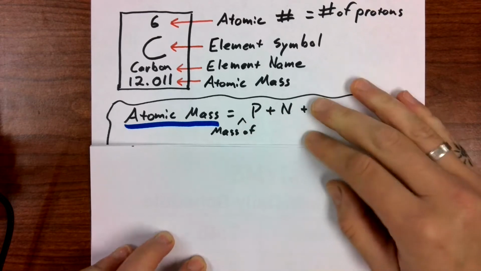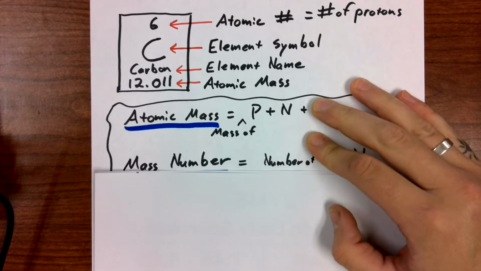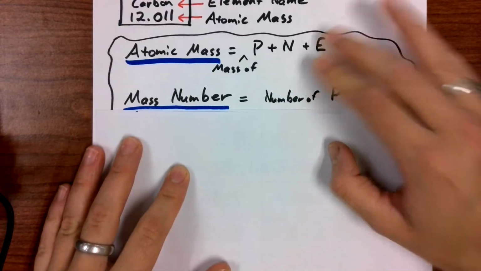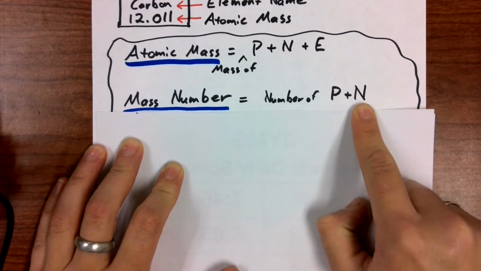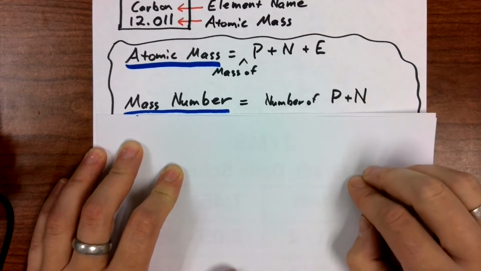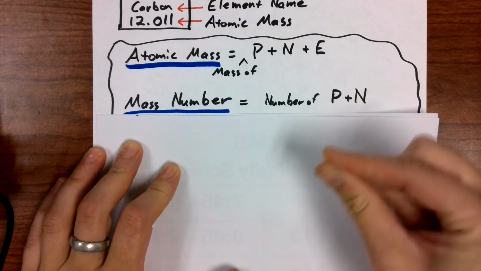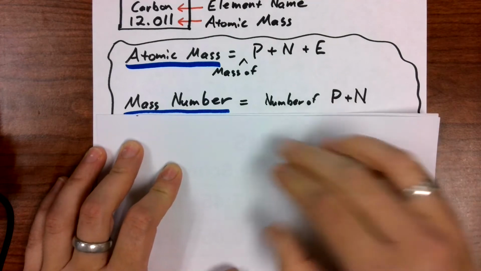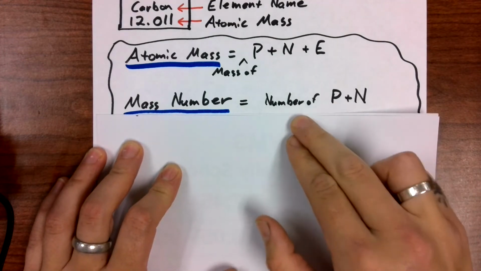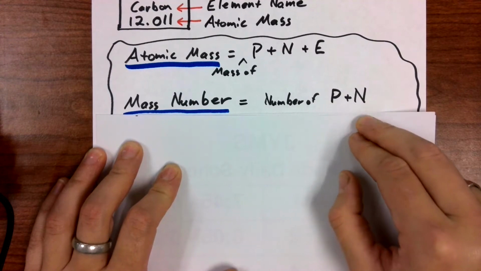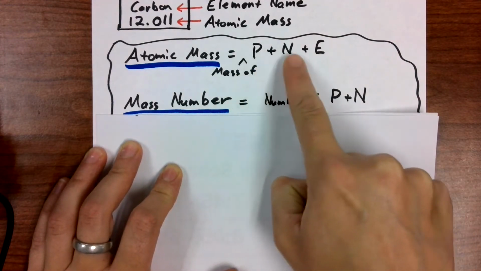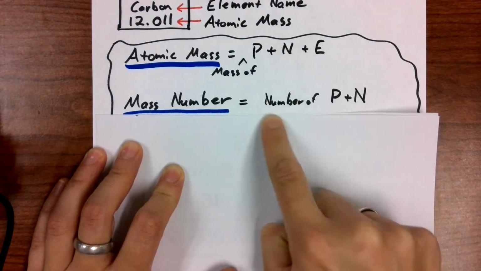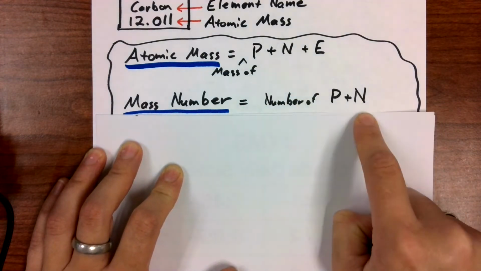Okay. There's a similar term called mass number. Now the mass number is just the number of protons and neutrons, not the mass of the electrons. Electrons have a really tiny mass, and so the mass number is essentially just the number of protons and neutrons. Another important distinction is that this is the mass of protons, neutrons, electrons. This is the number of protons and neutrons.